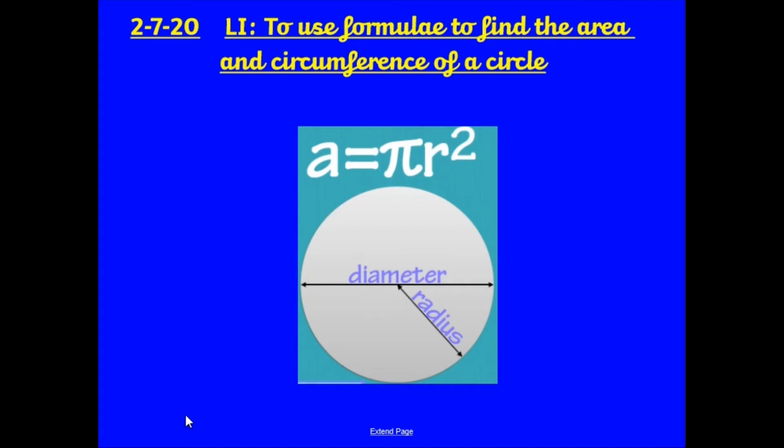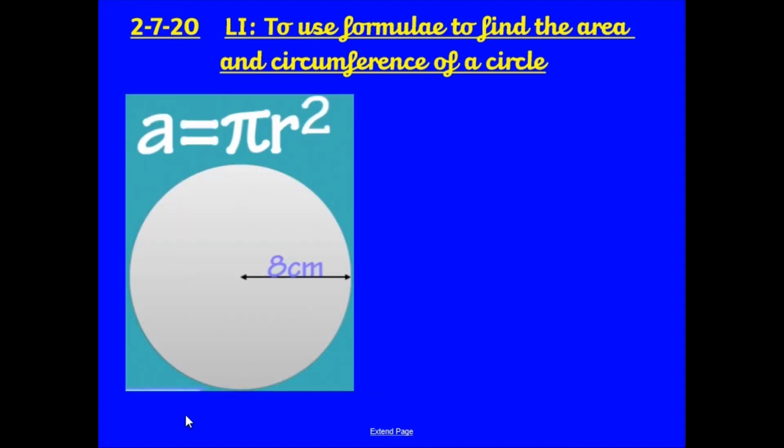Now remember, the diameter is across the circle through the center point, whereas the radius is from the center point to the edge. Okay, so it's half of the diameter. So to find out the area of a circle, how much space is inside a circle, okay, I do area is equal to pi r squared. So the area is equal to 3.14 times by 8 squared.